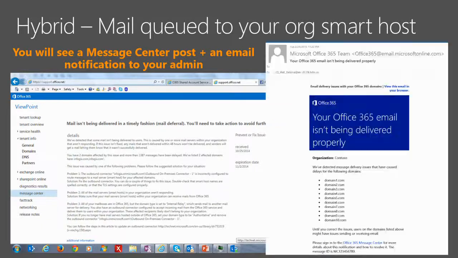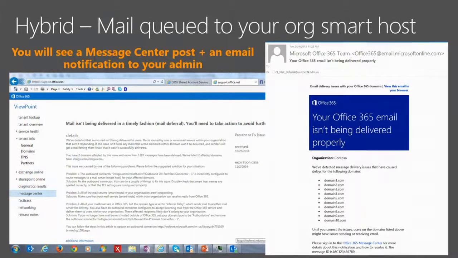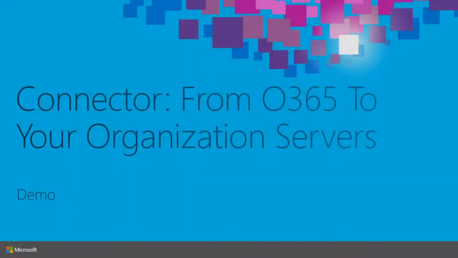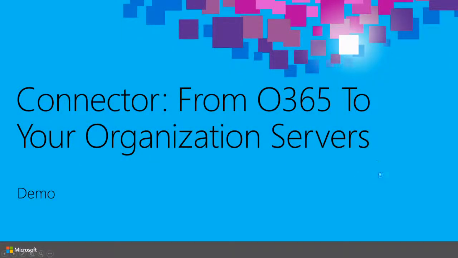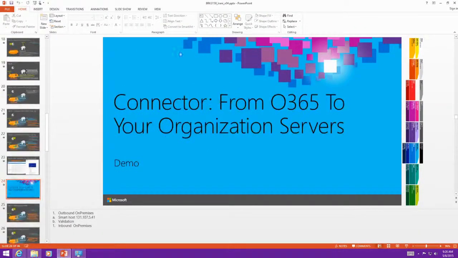We also have now the capability to send an email to an alternate account, because if you're giving the same account, chances are that email is stuck in the same queue. But if you have an alternate account, we can send you an email, and that would inform you that, hey, there's something backing up for you. Make sure your smart host is wired correctly. Now, that being said, let's actually walk through a demo of creating one of these connectors. Remember, this is the connector from O365 to your organization.